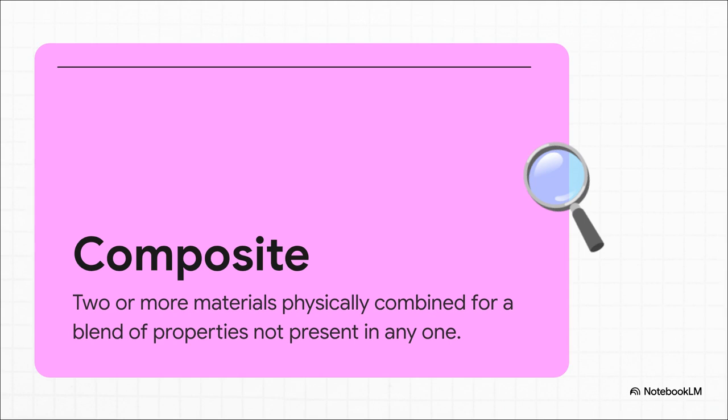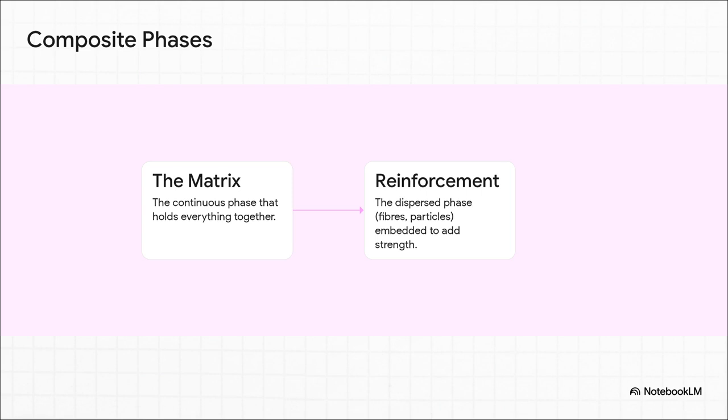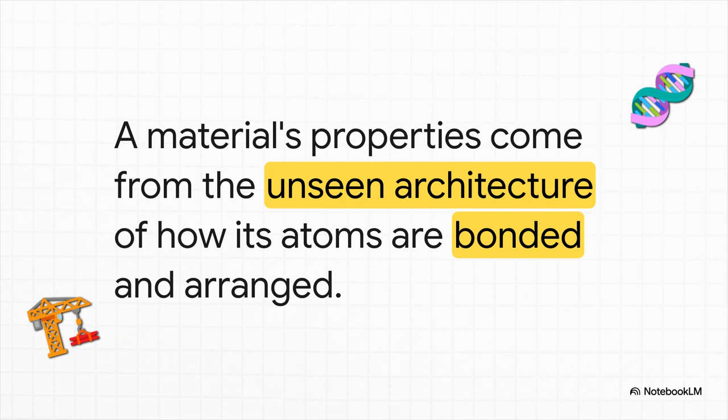It's pretty cool. And the idea behind it is actually really simple. You have the matrix, that's kind of like the glue or the jello holding everything together, and then you stick something else inside it, the reinforcement to give it new powers, usually strength. Think about carbon fiber. You have super strong carbon fibers, that's the reinforcement, stuck inside a polymer resin, that's the matrix.